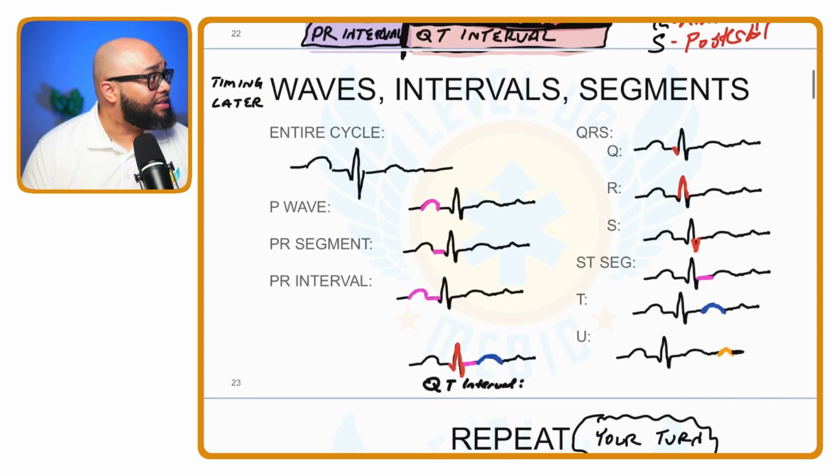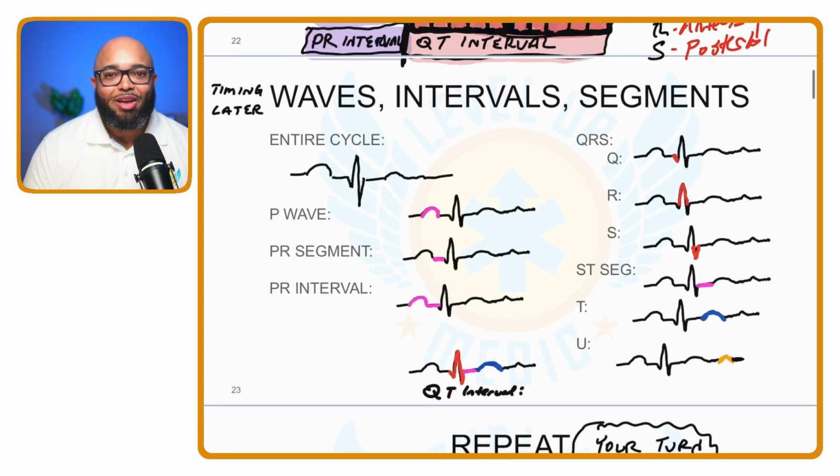All right, let's see. We got that on the screen. Okay, now waves, intervals, and segments. So we've already started talking about it, but let's just run through this quickly because we've covered pretty much all of this.